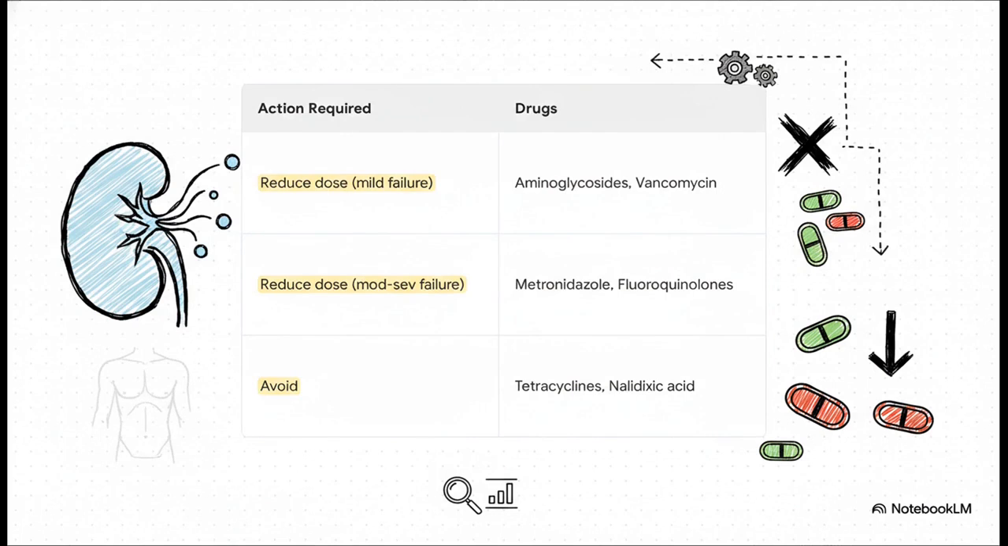Okay, this is a very, very important chart for your exams and for your practice. The kidneys are the main exit door for so many drugs, right? So if that door is jammed even a little bit, the drugs build up and can become toxic. See here? For aminoglycosides, you have to reduce the dose even in mild failure. And some drugs like tetracyclines, just avoid them. So the bottom line is, always check renal function.